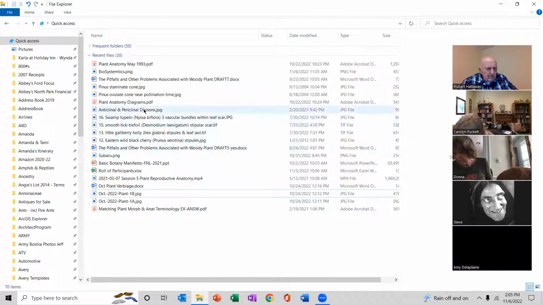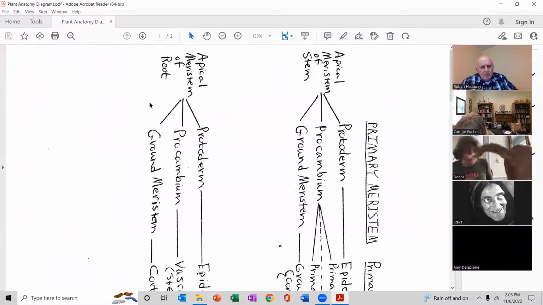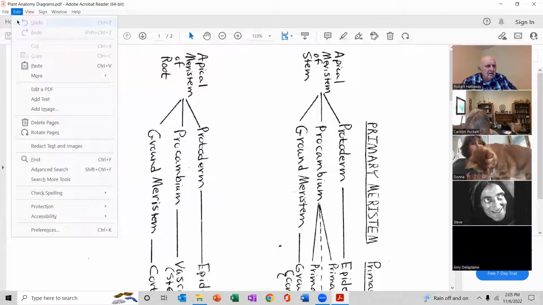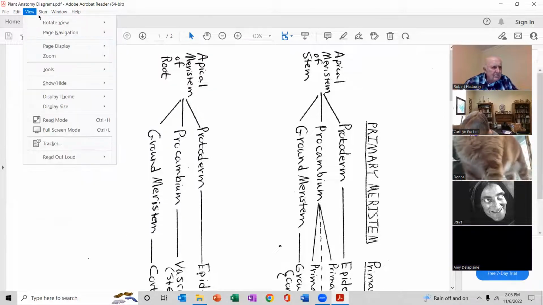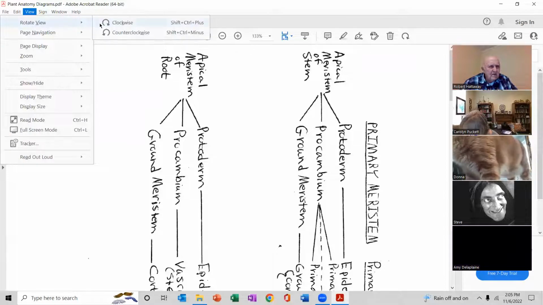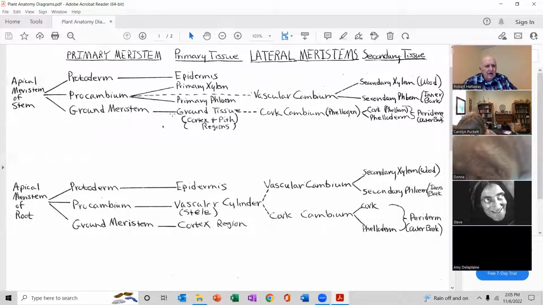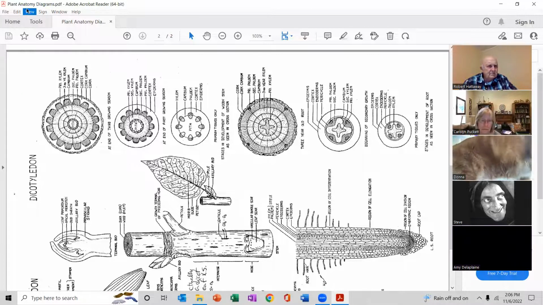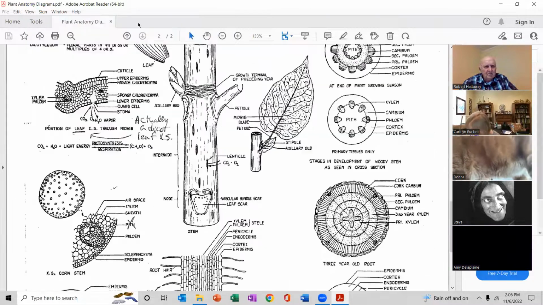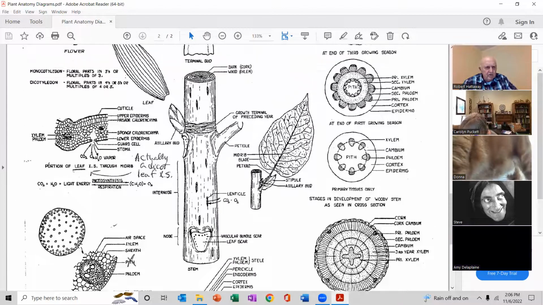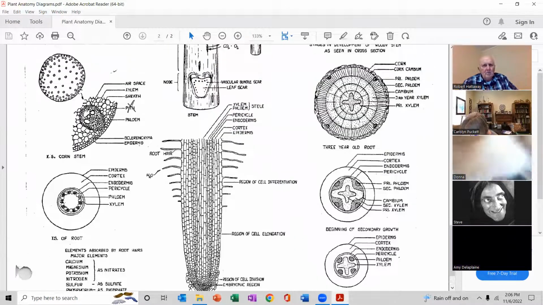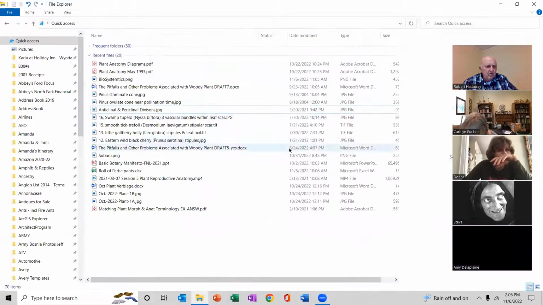Some other handouts, plant anatomy diagrams. This one was particularly useful, let me rotate that counterclockwise. That's a hand-done one, but it's still kind of good. And this one is especially good. That's an ancient one, but it's just loaded with information and is a particularly useful diagram. So those were some of the tools that you had at your disposal.